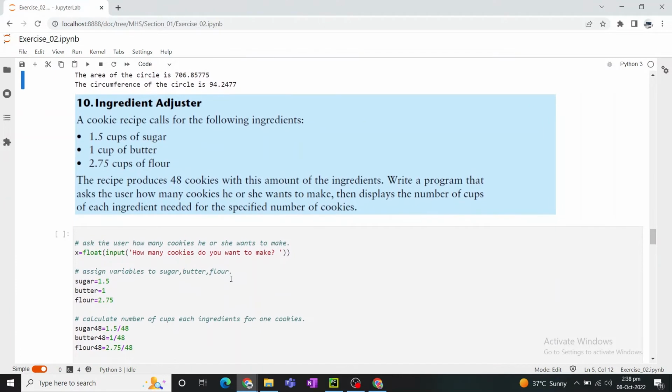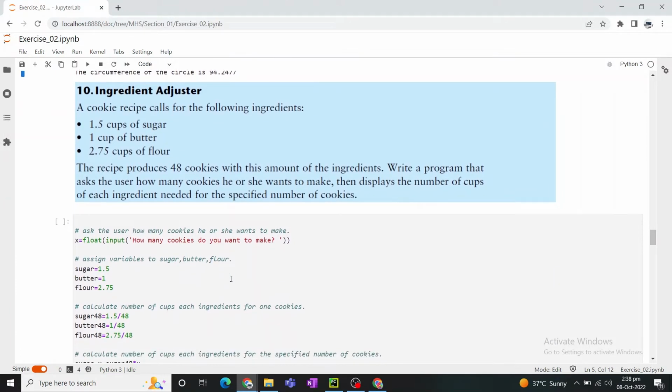Okay, so let's move to the next question, question number 10, ingredient adjuster. A cookie recipe calls for the following ingredients: 1.5 cups of sugar, 1 cup of butter, 2.75 cups of flour. The recipe produces 48 cookies. Okay, so the recipe that was mentioned is based on the ingredients that we are using to produce the cookies.